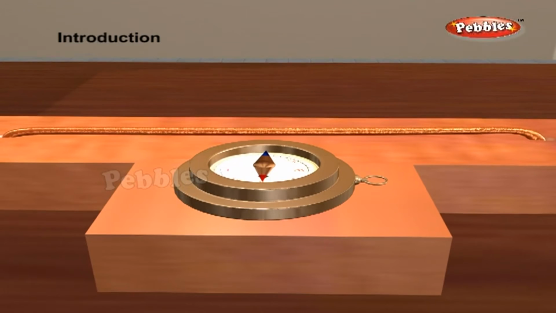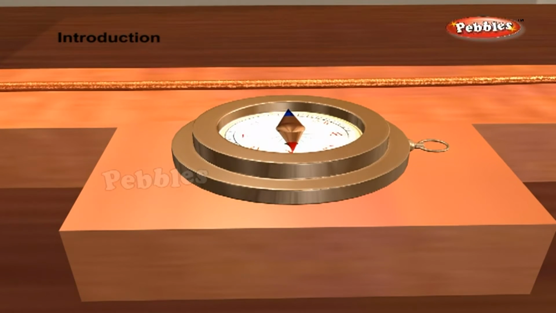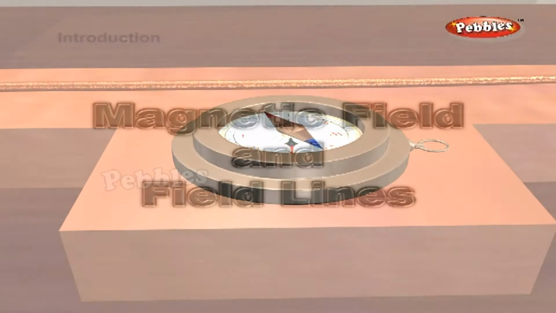Observe the change in the position of the compass needle. We see that the needle is deflected. What does it mean? It means that the electric current through the copper wire has produced a magnetic effect. Thus, we can say that electricity and magnetism are linked to each other.